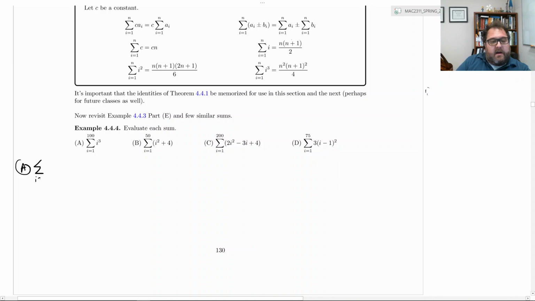So the sum from i equals 1 to 100 of i cubed is simply n squared. Here's our n, that's the upper bound. So it's 100 squared times 100 plus 1 squared over 4. So 100 squared times 101 squared over 4, which I have no idea what that is. Somebody use a calculator. 100 squared times 101 squared divided by 4. Whoa, that's a big number.